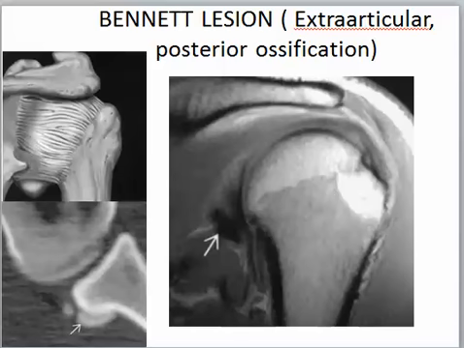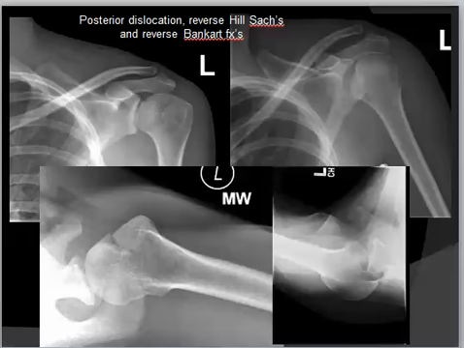We go posterior. Posterior is related to posterior. So if there is posterior calcification, this is called Bennett lesion, like this one, or like this one, or like this one. These are called Bennett lesion. And in posterior dislocation, the reverse of anterior dislocation will occur.